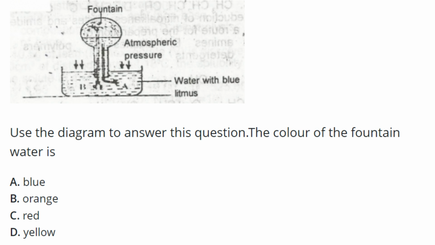Now, if you look at this diagram very well, you see water with blue litmus. So it's actually water with blue litmus solution, and what we have here is an acid. When an acid comes in contact with blue litmus solution, it is definitely going to turn it red, indicating the presence of acid. That is the reason why the color of the fountain water will be red. So that makes option C the correct answer to this question.